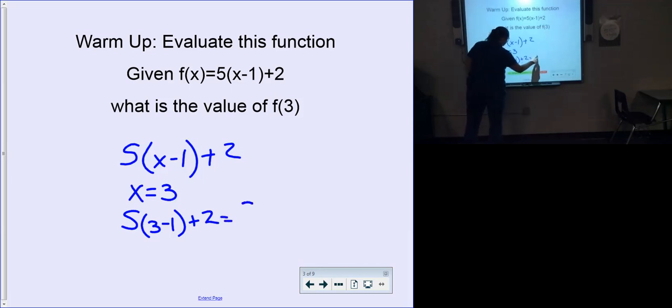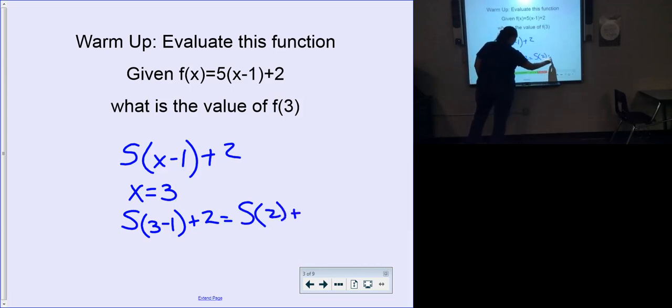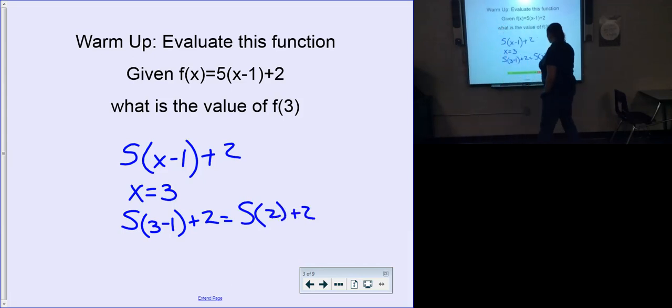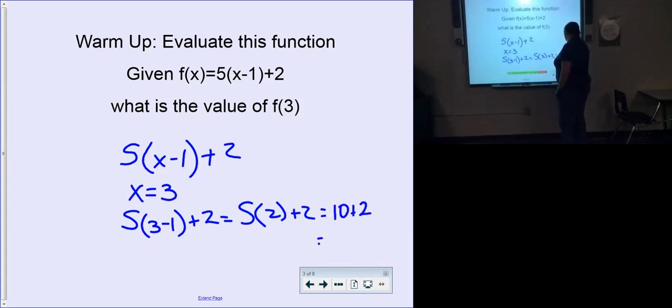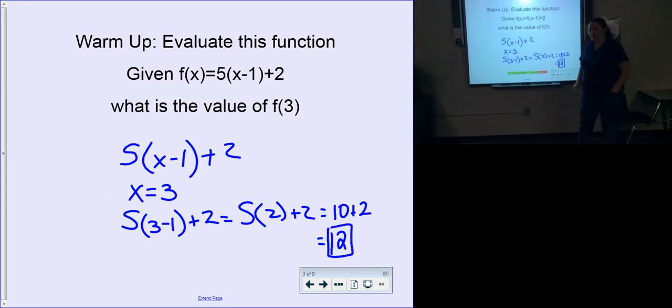I have still the 5. 3 minus 1 is 2. Plus 2. 5 times 2 is 10, plus 2, which equals 12. Making 12 my final answer.